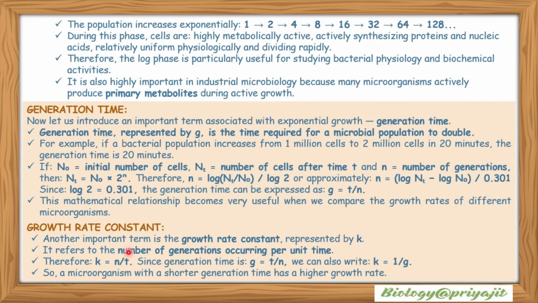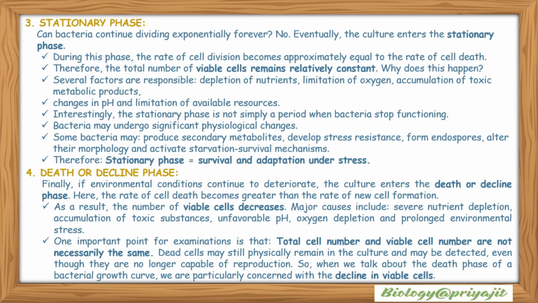Therefore K is equal to n by T. Since generation time G is equal to T by n, we can also write K is equal to 1 by G. So a microorganism with a shorter generation time has a higher growth rate. Stationary phase. Can bacteria continue dividing exponentially forever?